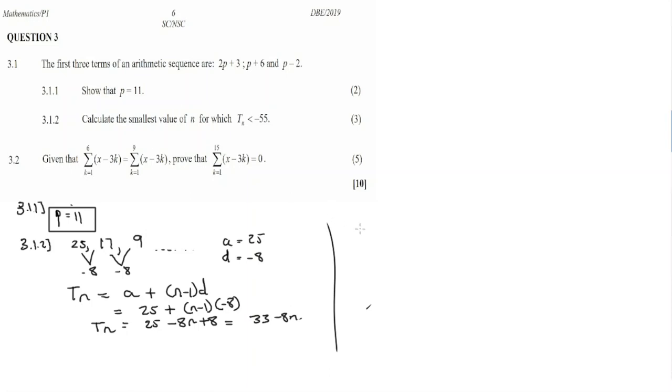Calculate ke leyo term. Sifuna the value for n for this nth term. So therefore Tn is less than minus 55. We want to know what's that value for n. Right.